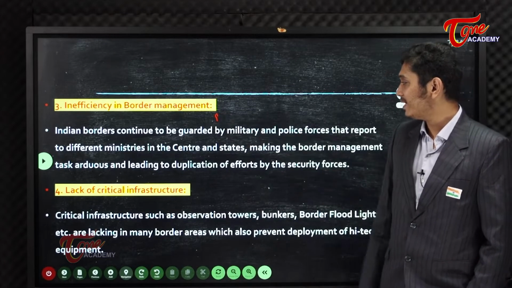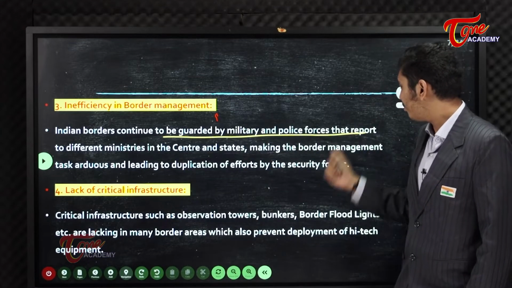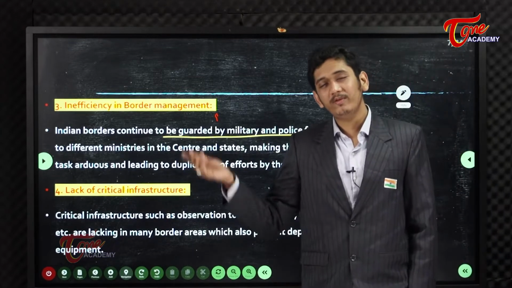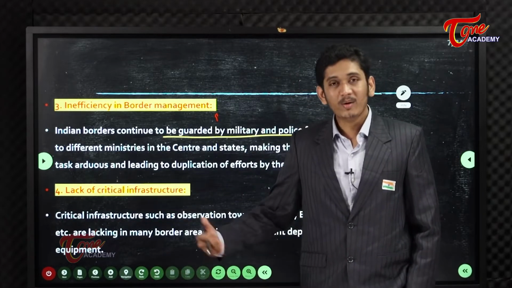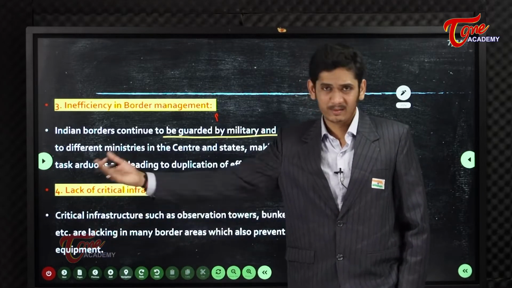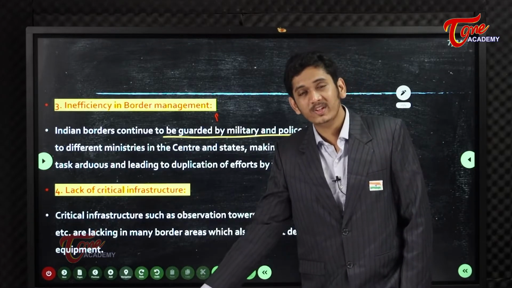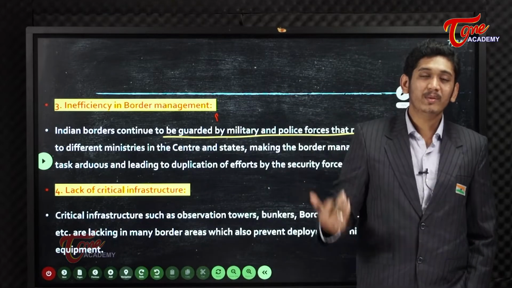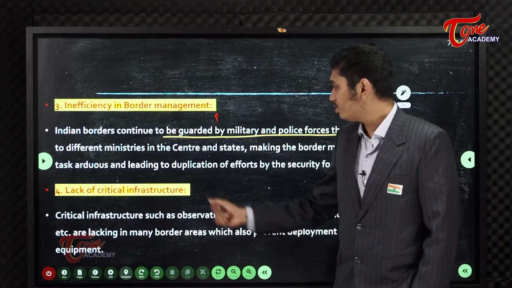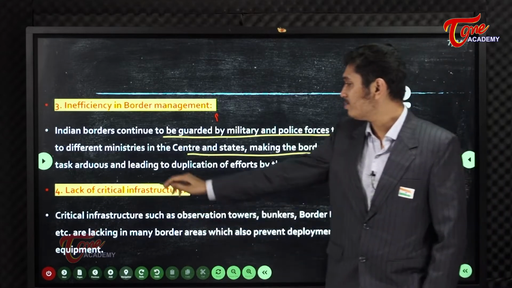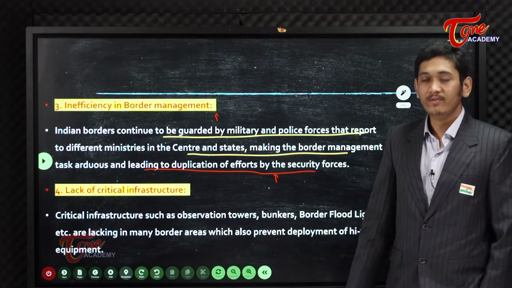Inefficient border management, okay, because Indian borders continue to be guarded by military and police forces that report to different ministries. For example, the army reports to the Ministry of Defence, while border police forces report to the Ministry of Home Affairs. In the case of the Assam Rifles, operation is with Defence, but the management and recruitment process is with the Ministry of Home Affairs. All these issues make border management arduous and lead to duplication of efforts by security forces.